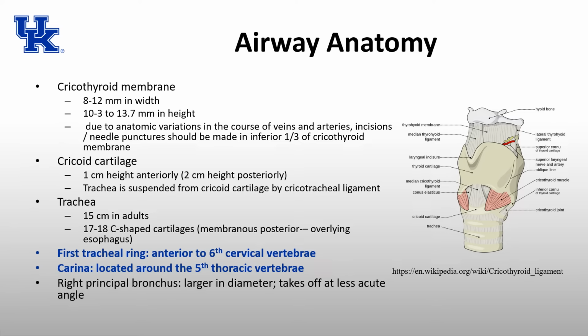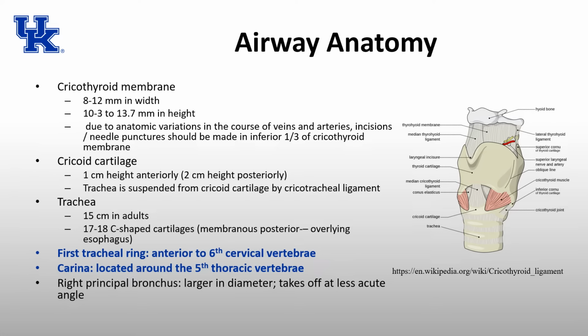Certainly it's possible that it goes down the left, but for the most part, it tends to go down the right side. Same thing with our endotracheal tube. If you've advanced your endotracheal tube too far and you've ended up endobronchial, it tends to be on the right side, not the left side.